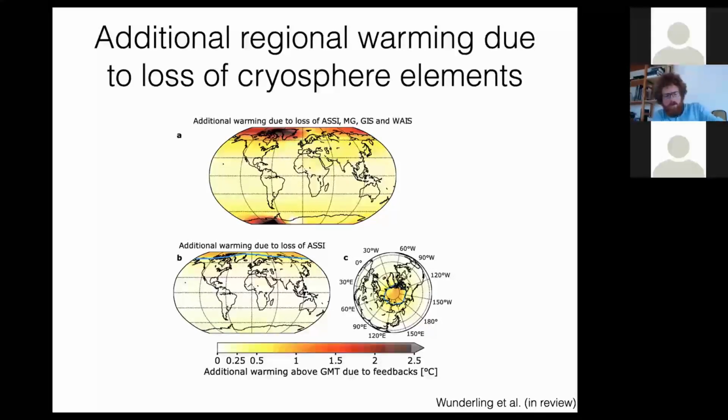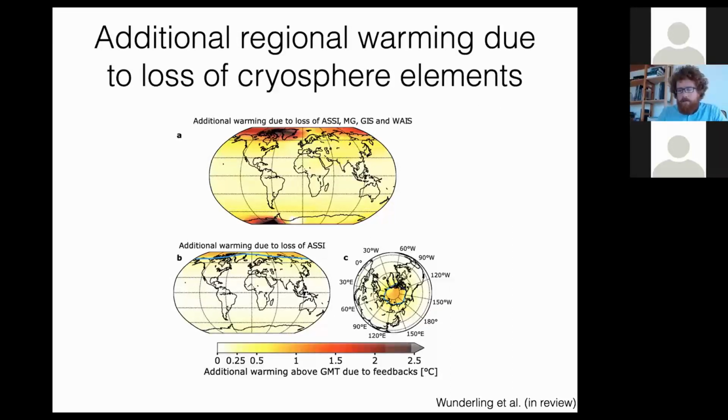CLIMBER-2, that is quite established here at PIK, and we basically emulated the melting of these different parts of the cryosphere by just changing the albedo of the land surface at these places and running the system into equilibrium. We wanted to know what additional warming contribution due to this albedo change we would expect due to the tipping of these elements, and you can see this here regionally resolved.